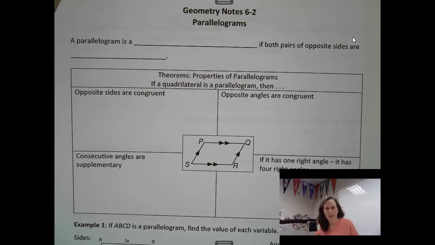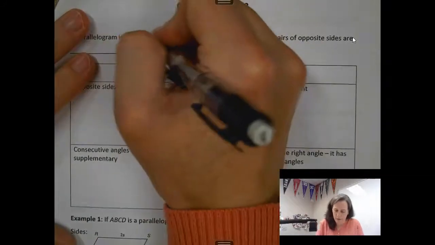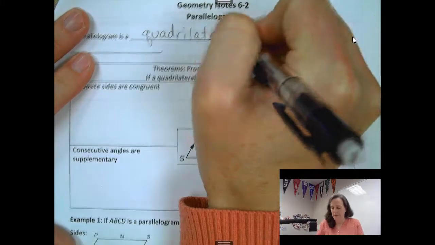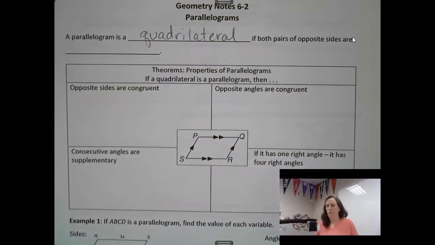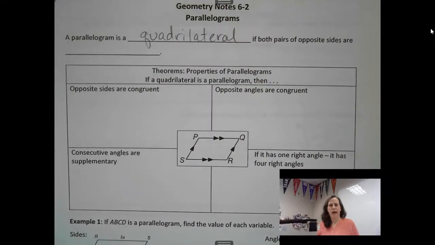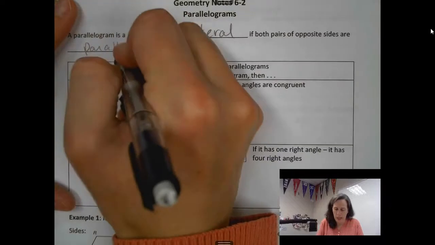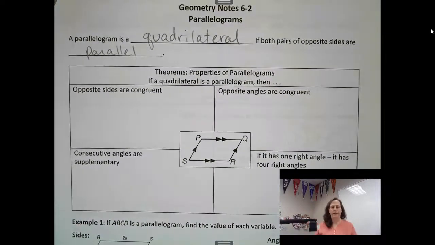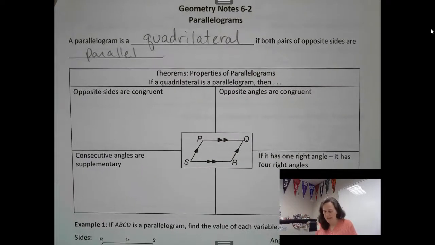So chapter 6, section 2 says a parallelogram is a quadrilateral. Quad, we recognize, means 4. If both pairs of opposite sides are parallel. So it has 4 sides, opposite sides are parallel. Did you see this? Okay. All right, let's do a couple things that we need to know.